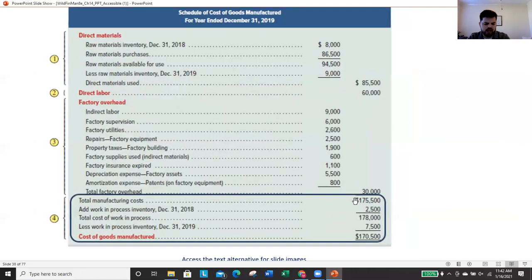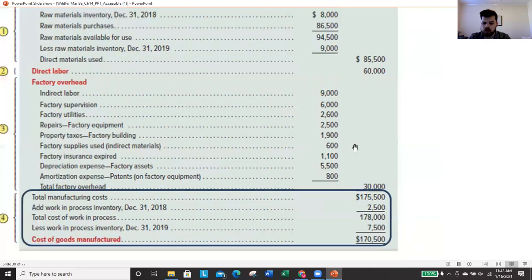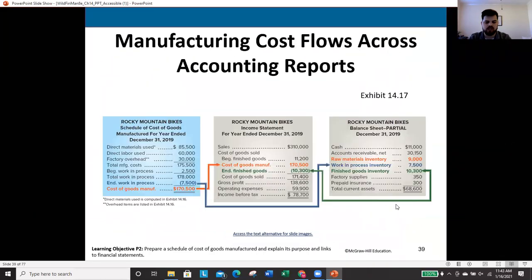At that point, we'll add in any beginning work in process, or whatever we ended the previous year with will be added. The plus 2,500 is 178, minus whatever we did not finish this year, $7,500. So we add what we began the year with because we assumed during the year it got finished. And if it didn't, it'll be included here when we back it out. So we'll back out that 7,500, giving us a total for cost of goods manufactured in the current period of just over $170,000.